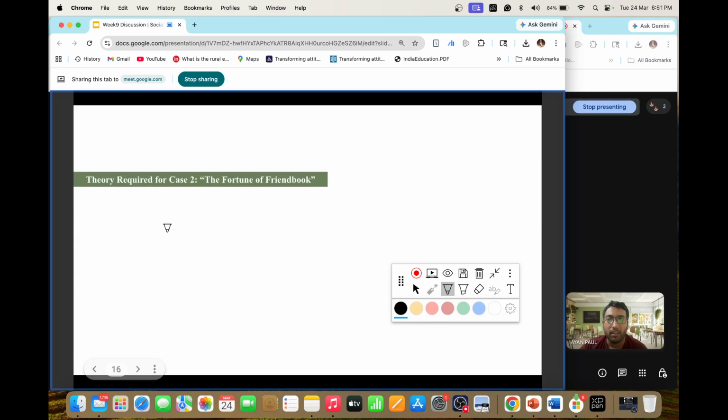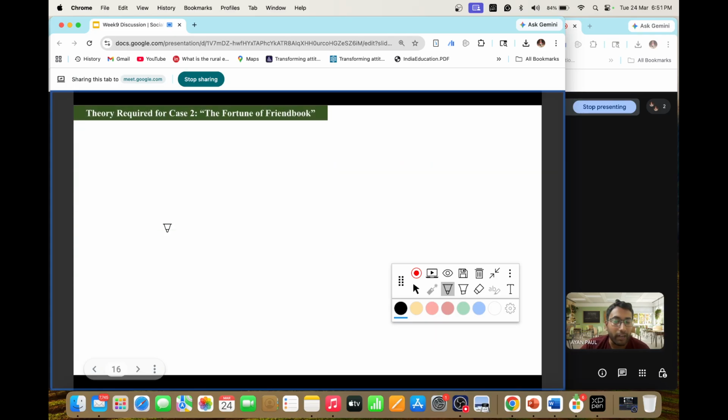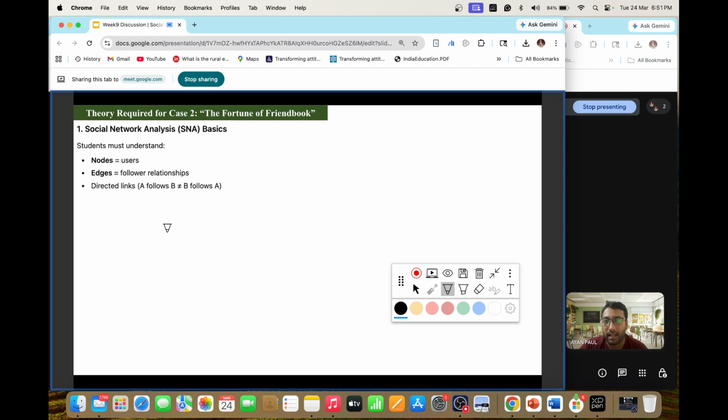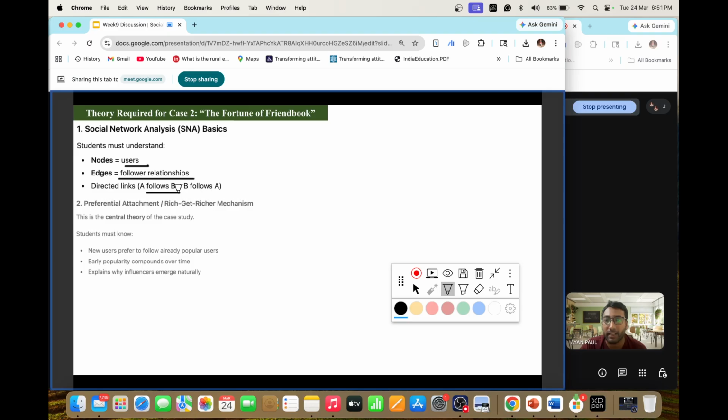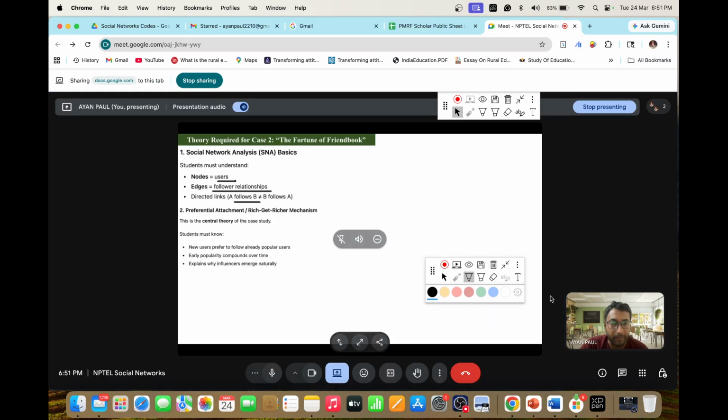Now, what theory do you require for case number 2? Social network basics: nodes will be users here, and edges will be follower relationships. There will be directed links, which means if A follows B, that does not imply that B follows A. And preferential attachment will be there: new users prefer to follow already popular users. Okay.